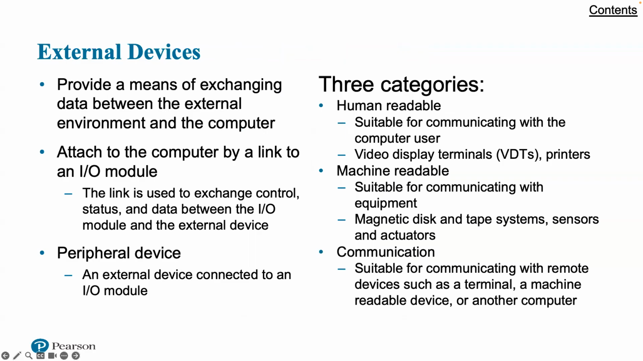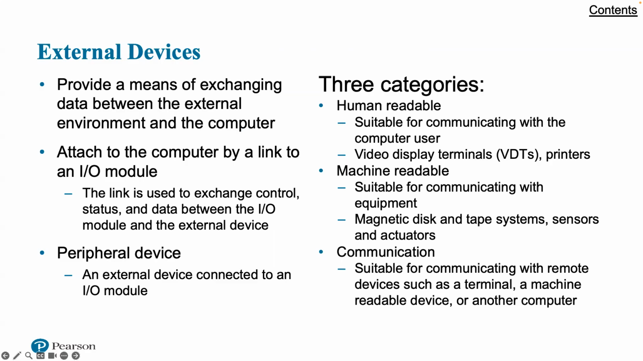So as we're talking now about external devices, the I/O operations are accomplished through a wide assortment of external devices that provide a means of exchanging data between the external environment and the computer. An external device attaches to the computer by a link to an I/O module. So you can think back to figure 8.1 we just were showing. The link is used to exchange control, status, and data between the I/O modules and the external device. An external device connected to an I/O module is often referred to as a peripheral device or simply a peripheral.